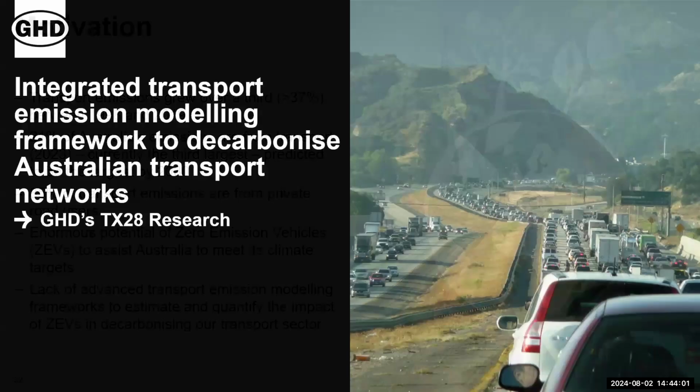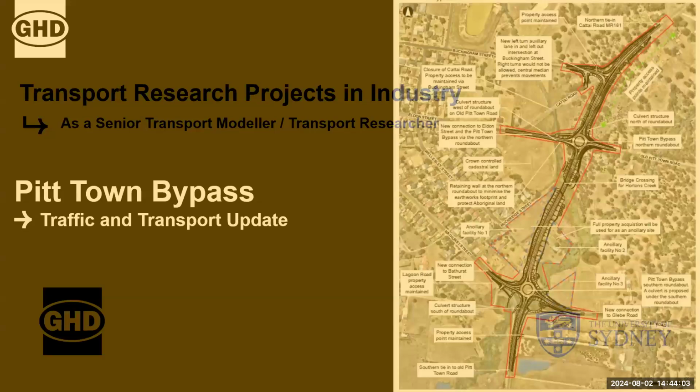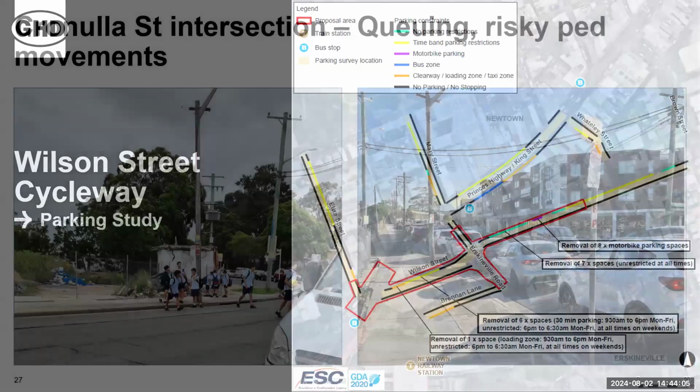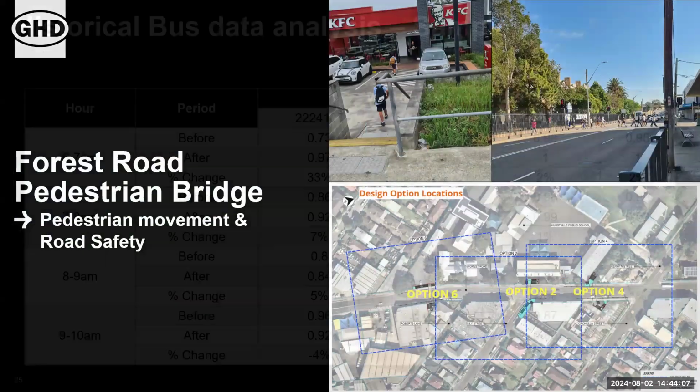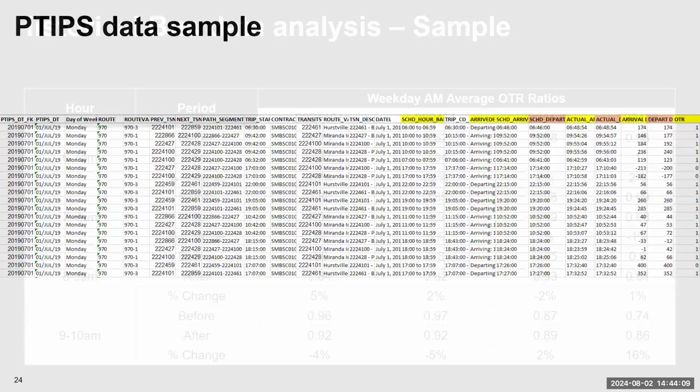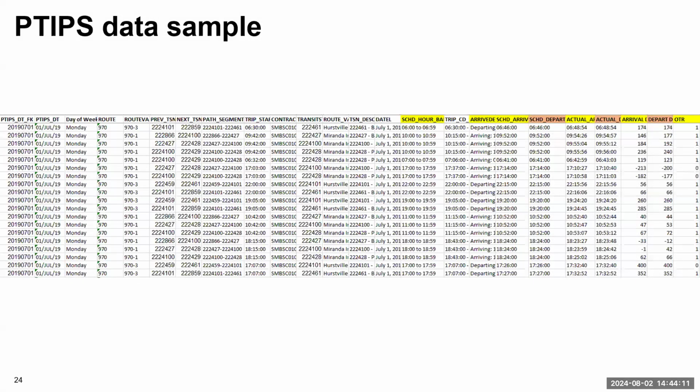Yes, I did mention PTIPS there as well. Let me see. Yeah, so that is from PTIPS. That's right. So these are mostly internal. So this is also a sample. If your project is with Transport for New South Wales, then you have to request the data and get it approved, and then you can get to analyze this.